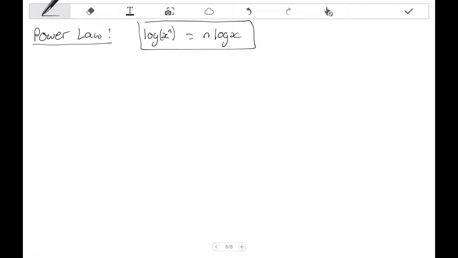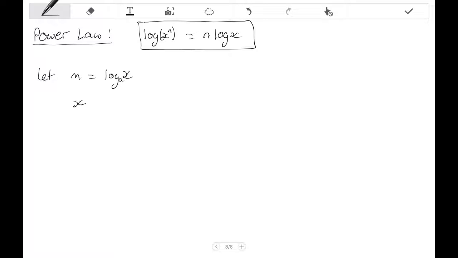And the power law says this. What we're aiming for is that log of x to the power of n, okay, and it's log of that whole thing, is equal to n times log of x. Okay, that's where we're heading. So how do we get there? Well, the first thing we're going to do is say let this thing that I'm going to call m equal log of x.